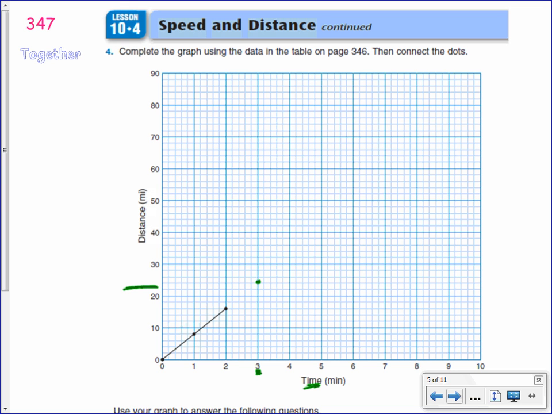Okay, our next point is going to be where? 4. So I find my 4 down here on the x-axis, and it needs to go up to, here's my 30. I know 32 is going to be the next one, so I have to find where this meets 4. But it's 32.